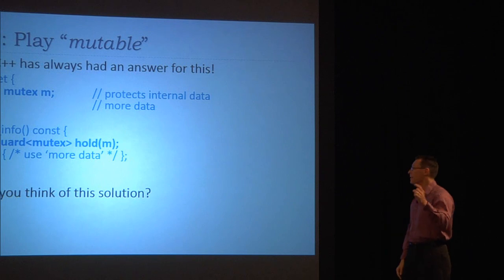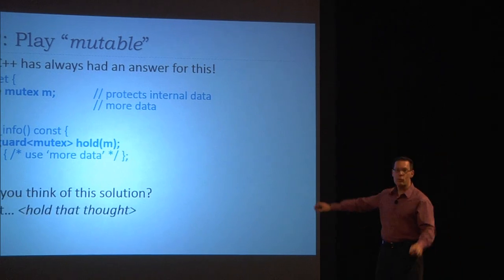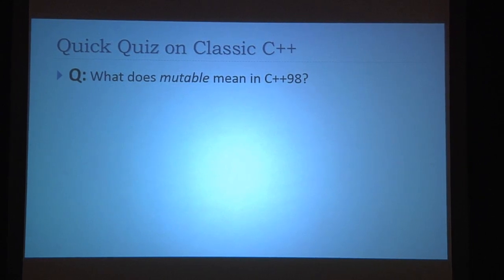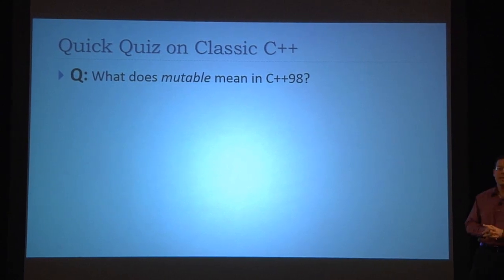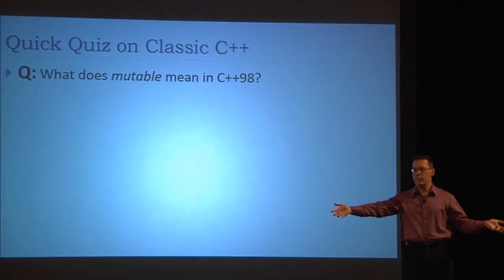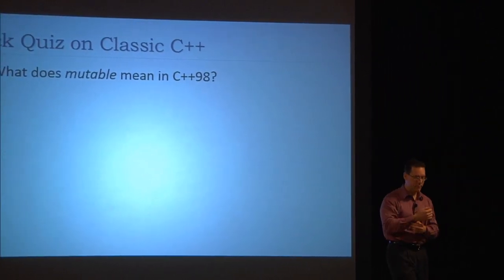Embrace it. Let's see why. This is a great solution, but there's something to be said about it. We'll come back to it in a second. So the quick quiz in classic C++ is, what does mutable mean? How would you define it in a phrase or a word or a short phrase? Teaching someone what does mutable mean.